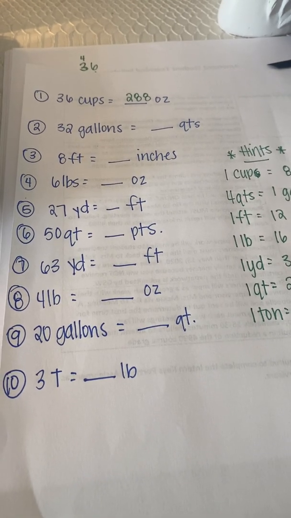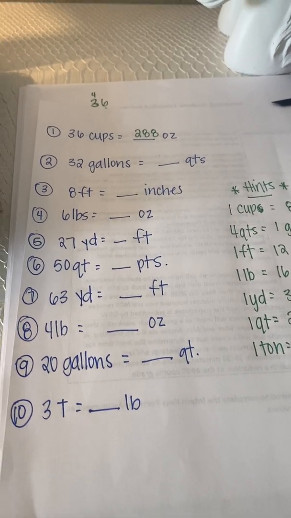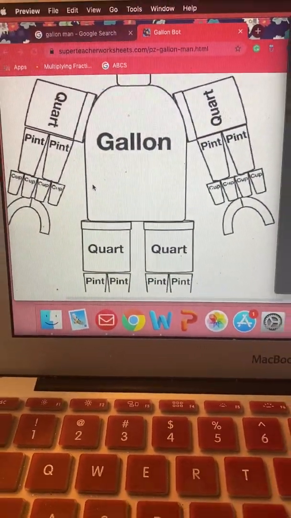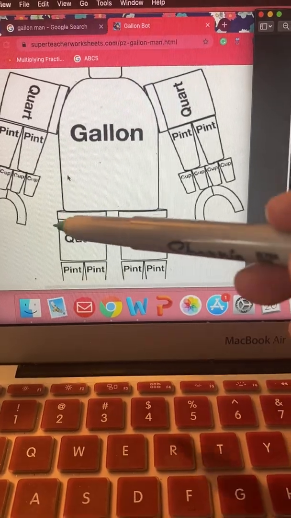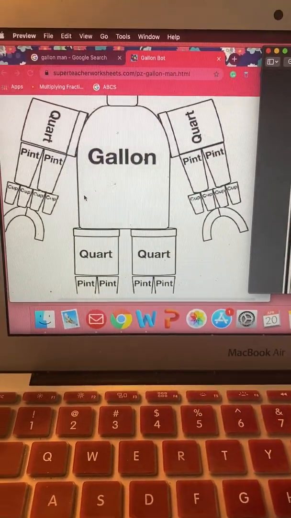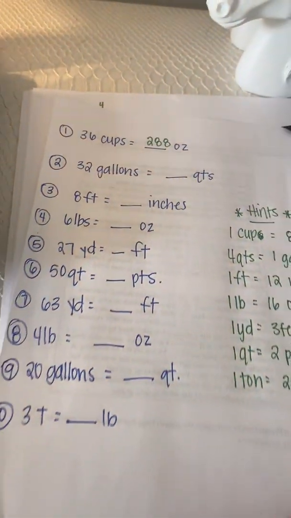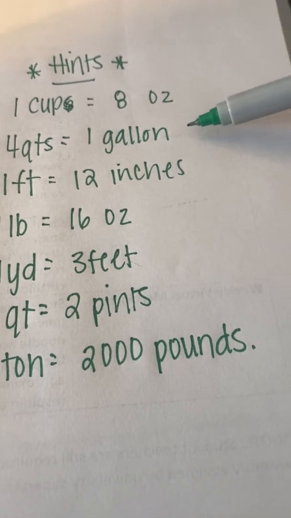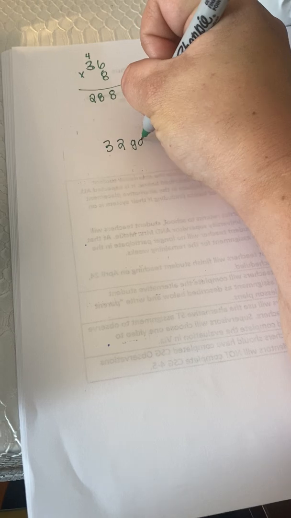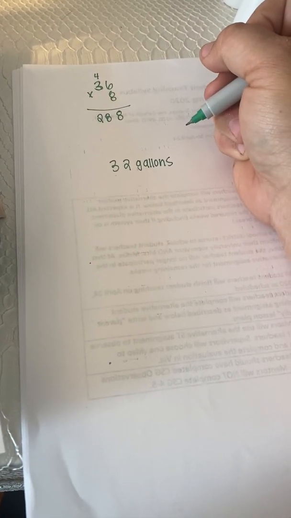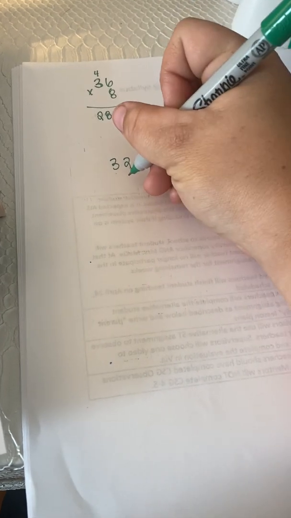All right, let's look at number 2. 32 gallons equals how many quarts? Let's look at this on our gallon man. So we have 1 gallon. How many quarts are connected? We have a leg, an arm, and an arm. So we have 4 quarts, which equals 1 gallon. And we have 32 gallons, and in each gallon, there's 4 quarts.